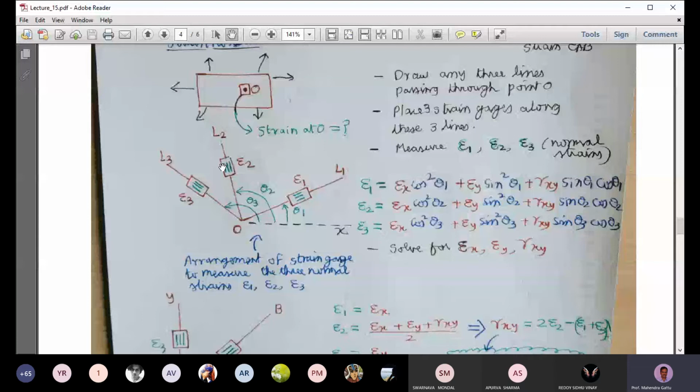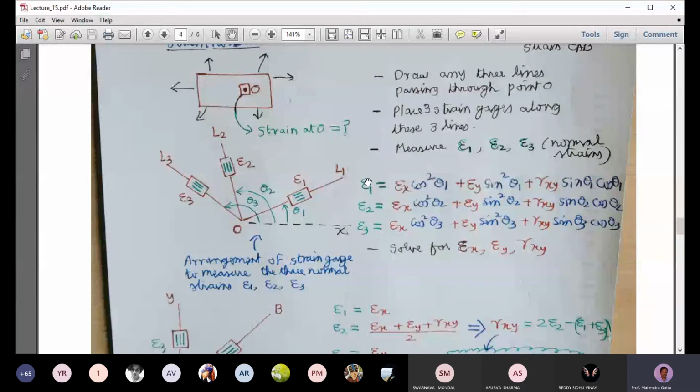Similarly, for this strain gauge, we can measure epsilon 2. So epsilon 2 value is known, and that is equal to epsilon x cos square theta 2 plus epsilon y sin square theta 2 plus gamma xy sin theta 2 cos theta 2. Similarly, for strain gauge 3, we can measure the epsilon 3 value, and we can use this relation: epsilon 3 is epsilon x cos square theta 3 plus epsilon y sin square theta 3 plus gamma xy sin theta 3 cos theta 3.